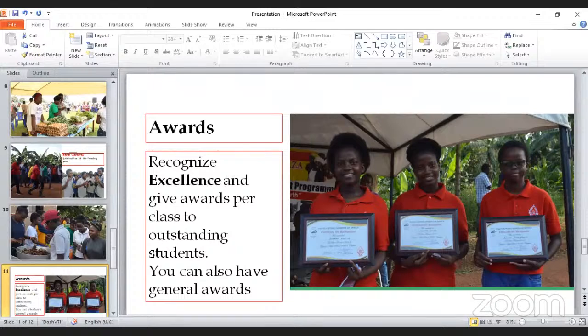Awarding them makes them feel recognized, but it also motivates the rest of the group to know that at the end of the day, there's something that we are going to get, and take it home with them.